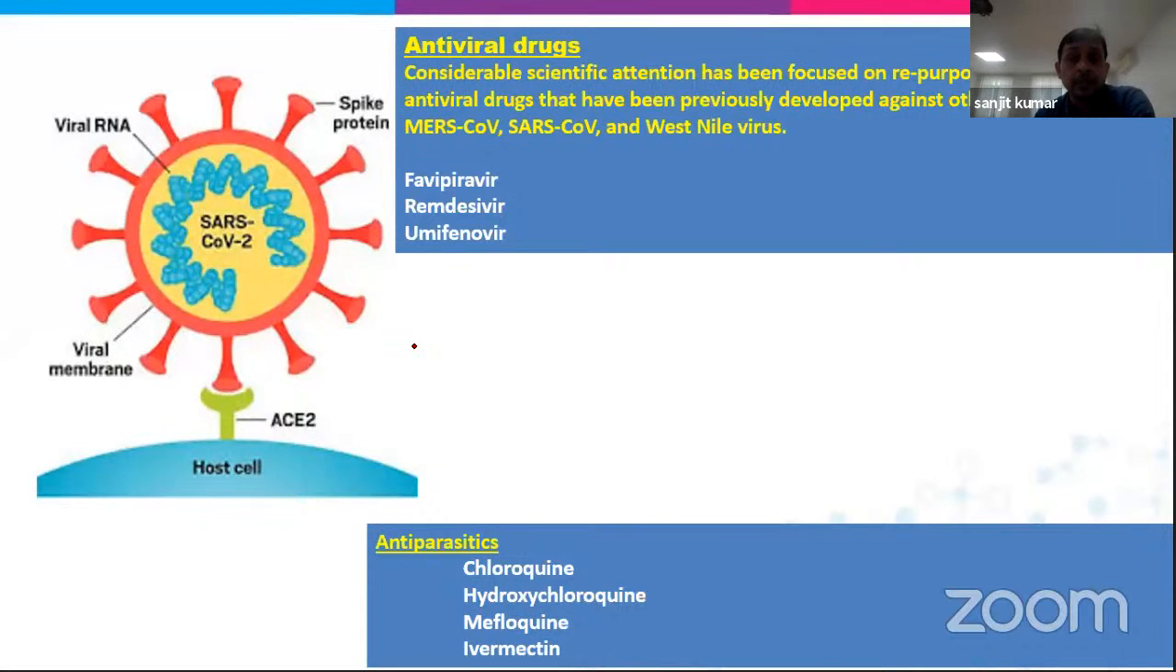It means that we use these molecules for a similar disease or a totally different disease. That process is called repurposing of drugs. Scientific attention has been focused on repurposing approved antiviral drugs that were previously developed against either SARS-CoV or the Zika virus.